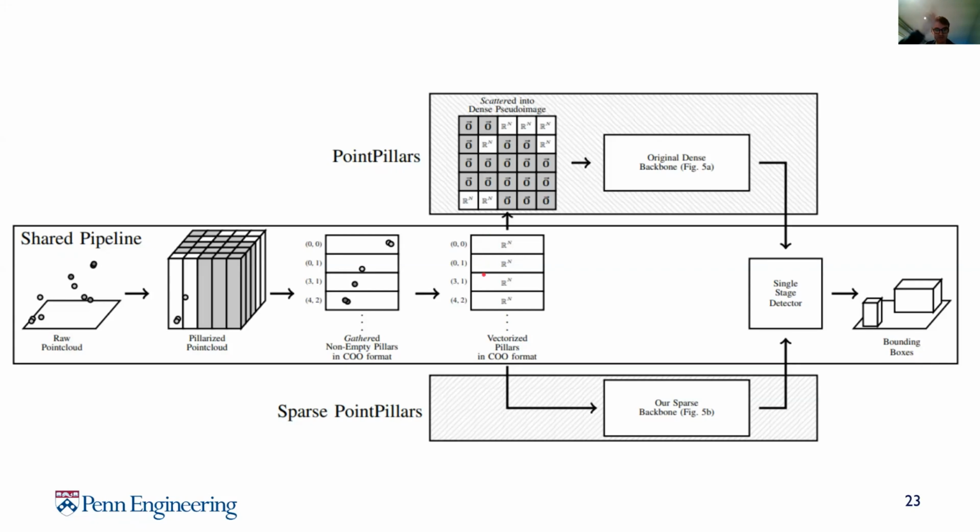It's an n by m matrix with channels that are n dimensional. In traditional PointPillars, they then take this and scatter it back into a full dense matrix style representation, and then process it with a, as I mentioned before, highly dense and slow backbone. They then run this through a single stage detector, which is an off-the-shelf head, and they get bounding boxes. In our work, we do not convert to this dense pseudo image representation. We maintain the sparse COO format and operate on it directly.